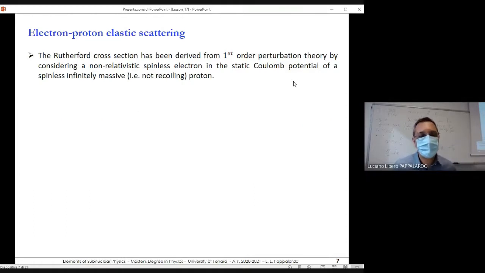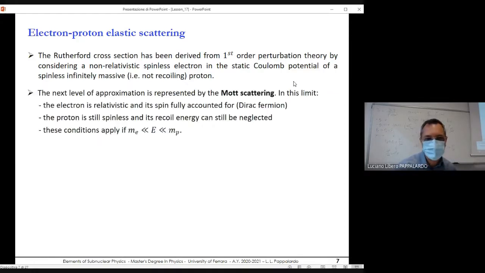Now, the Rutherford cross-section has been derived from first-order perturbation theory, and by considering a non-relativistic spinless electron in the static Coulomb potential of a spinless and infinitely massive proton. So we have made use of a lot of approximations in this derivation. So let's now start to remove one by one all these approximations. So the next level is represented by the so-called Mott scattering.